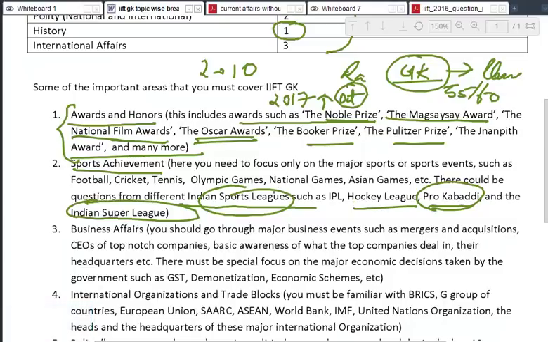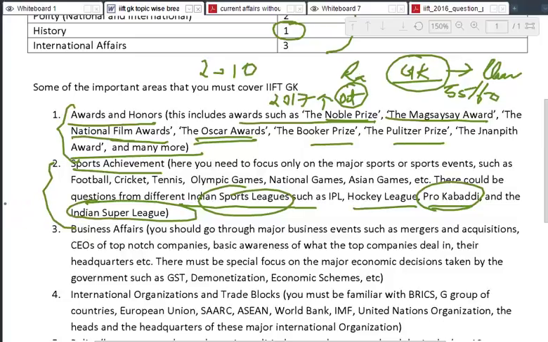Then you might have: which team did India face in the Women's World Cup final? It's a major sport event. So when I say these kinds of events, it's major sport events that you must focus on. And please ignore all the trivial events. They will not ask you who was the quarter finalist in the Ranji Trophy. That kind of question is a waste of time.